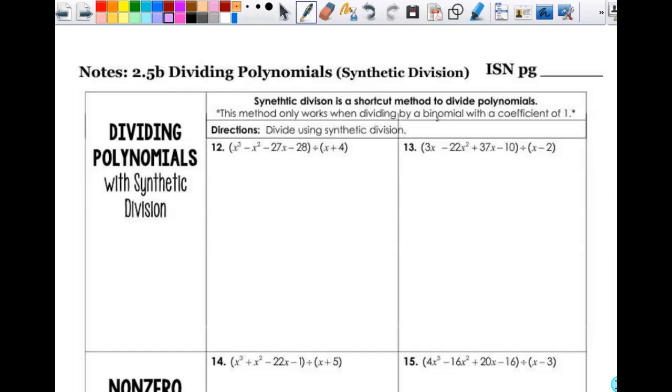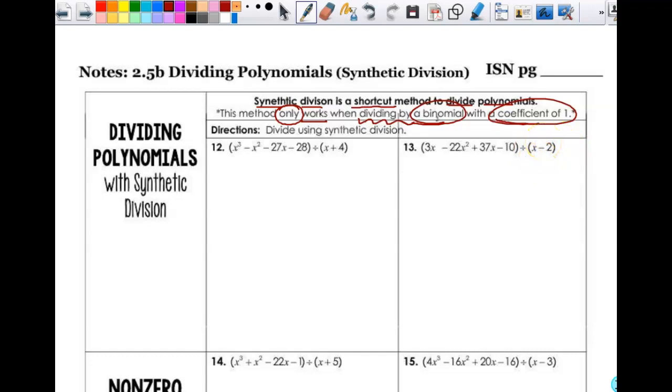So today we're going to divide polynomials using synthetic division, which is a shortcut, and it may seem simpler than long division, but it doesn't work on all of the polynomials where long division will. So synthetic division is a shortcut method to divide polynomials. This method only works when dividing by a binomial with a coefficient of 1. Okay? We divided by a lot of things yesterday. You can only use synthetic division if you have a binomial with a coefficient of 1 that you're dividing by.